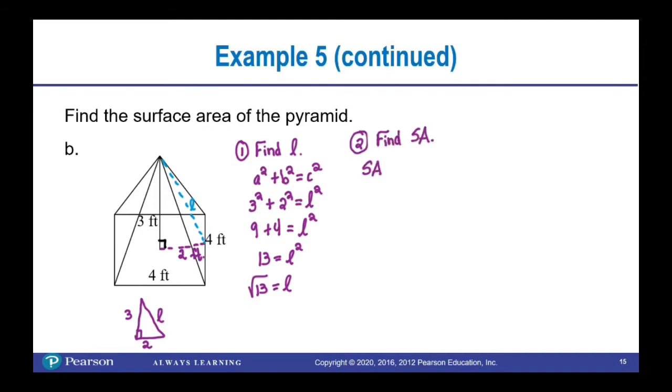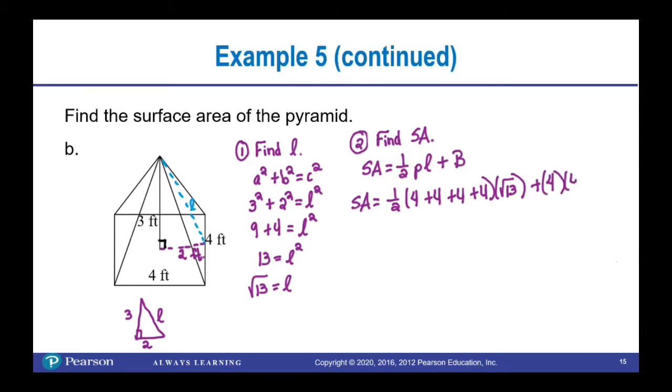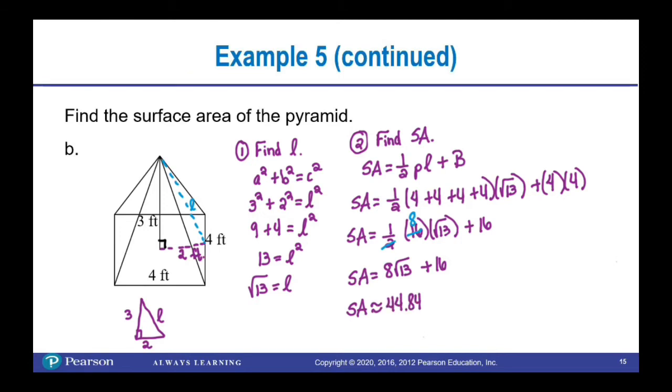Now find your surface area. Our formula is 1/2 PL plus B. Our perimeter here would be 4 plus 4 plus 4 plus 4, and our slant height is the square root of 13. The area of the base is the area of that square, so length times width, 4 times 4. 4 plus 4 plus 4 plus 4 is 16, and 4 times 4 is 16. 2 goes into 16 8 times, so we have 8 square root of 13 plus 16. Type this into your calculator just as it is, and that gives us approximately 44.84.